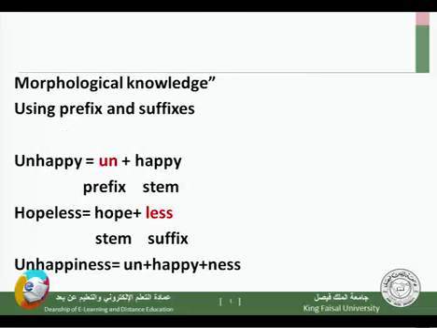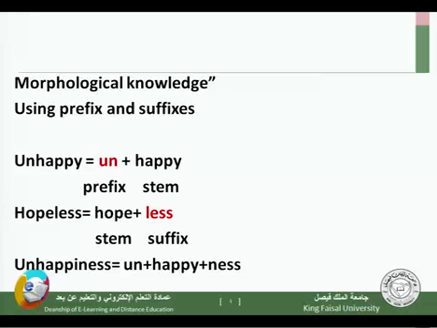So morphological knowledge, we add prefix and suffixes. We have the word happy. If we add the word un, it becomes unhappy. Un is called a prefix and happy is the stem. So sometimes a word is made of a stem and a prefix, and sometimes we add a suffix. But let's talk now about prefixes.